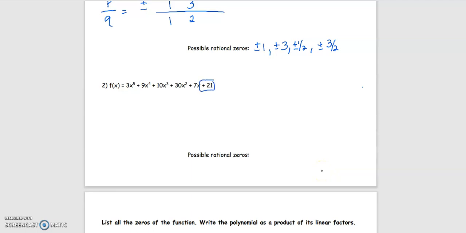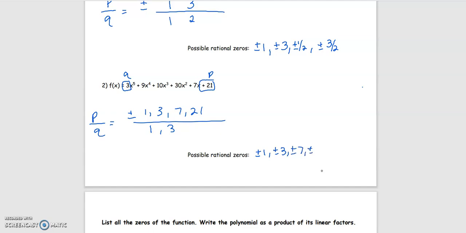21 is going to be my P, and I'm going to put that on the top there, all the factors of 21, so 1, 3, 7, and 21. And then 3 is my Q. I'm going to put 1 and 3 on the bottom. So now I'm going to take all these factors and put them over 1. That's going to be plus or minus 1, 3, 7, 21. It's all the numbers themselves, since anything over 1 is itself.